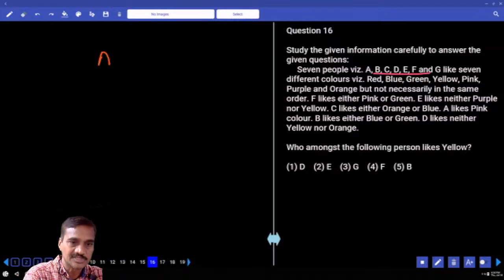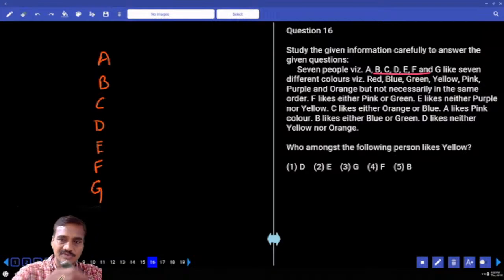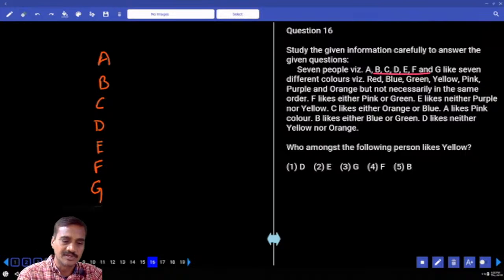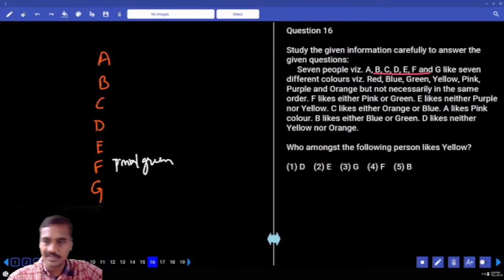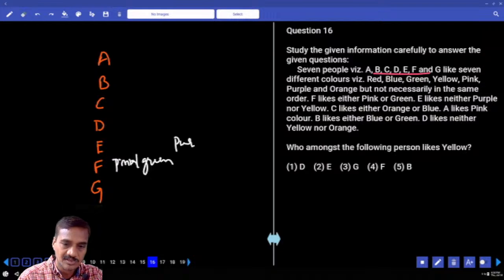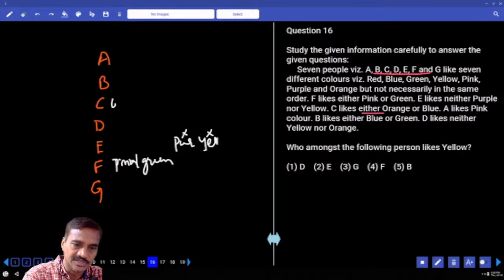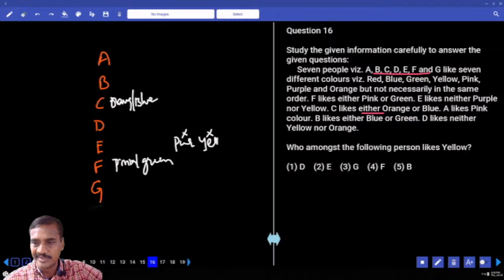Okay. Now in my case, what am I doing here? I am fixing A, B, C, D, E, F and G, the 7 persons we have, who like 7 different colors. F likes either pink or green. E likes neither purple nor yellow. What happens to E? Neither purple nor yellow. C likes either orange or blue. A likes pink color.